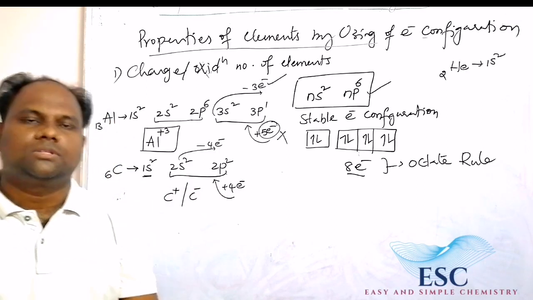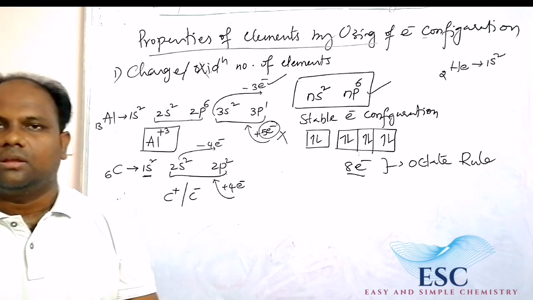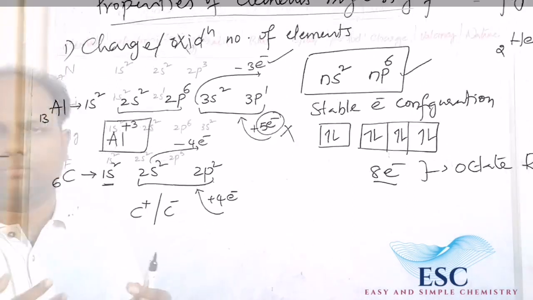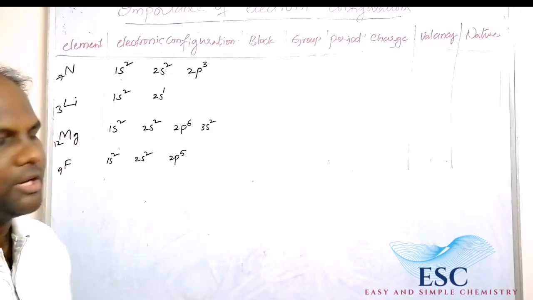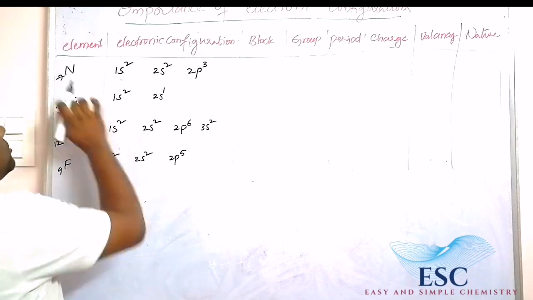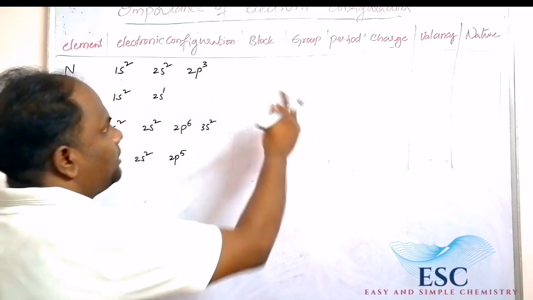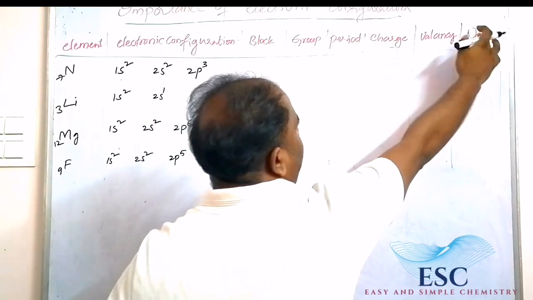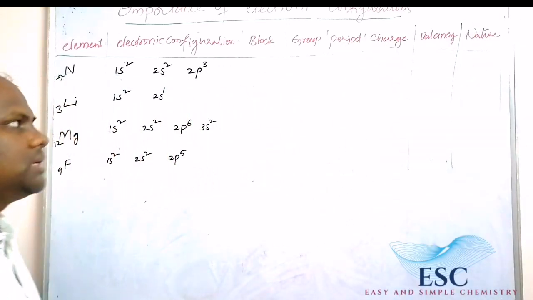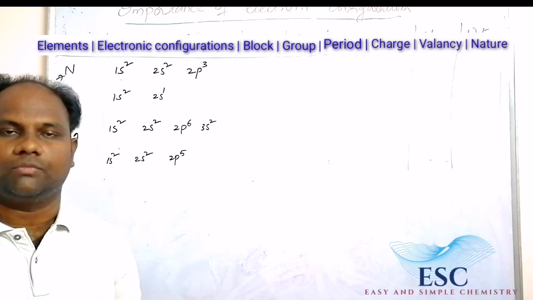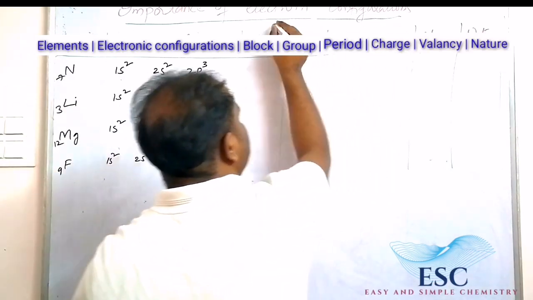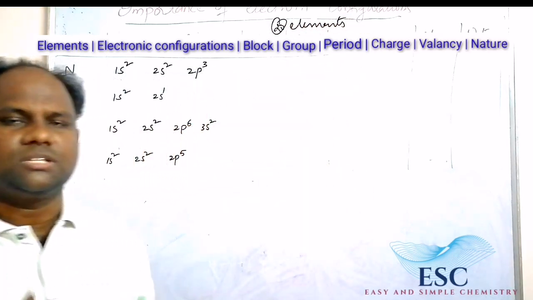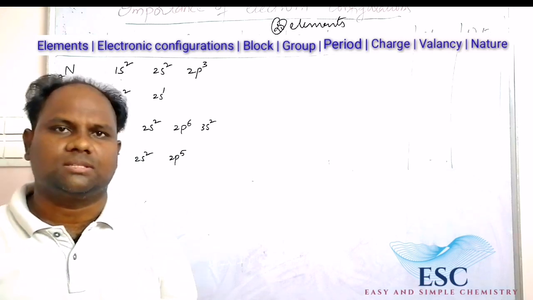Okay, so this is the way to explain the charges of the elements by using electronic configuration and oxidation number of the elements, properties and position in the periodic table. Some examples are here. From nitrogen's electronic configuration, we can explain the block, group, period, charge, valency and nature of the element. Right now, try to prepare one chart at home, at least 20 elements. It is the most useful for all entrance examinations.